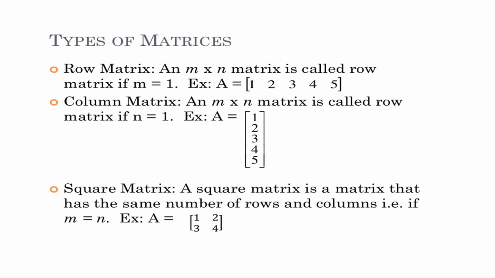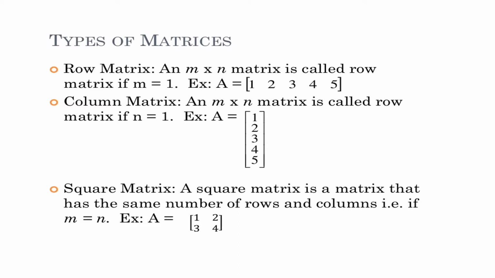Different types of matrices are there. They are row matrix, column matrix, square matrix, diagonal matrix, etc. A row matrix means a matrix which has only one row. It can have any number of columns. A column matrix refers to a matrix having only one column. It can have any number of rows. Examples are given here.